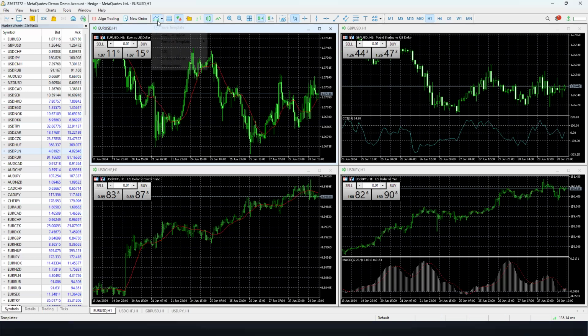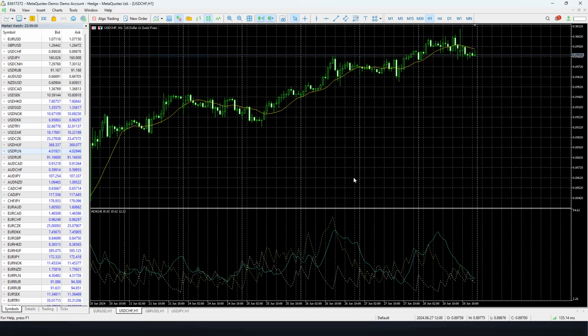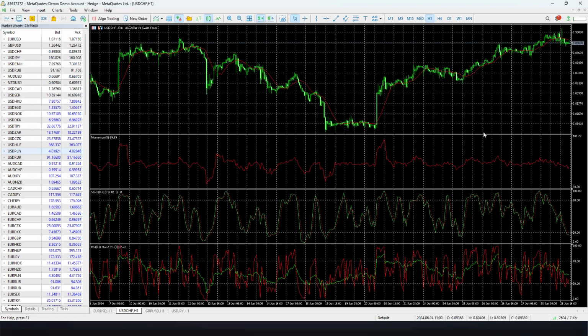So if you come here, these are the default templates: ADS, Bollinger Band, Momentum. Once you select each of them, let's say I open this chart and I select ADS, that chart will change to the ADS template. If I select Bollinger Band, it will change to the Bollinger Band template. If I select Momentum, it will change to the Momentum template. These are default templates that come with the chart, okay?